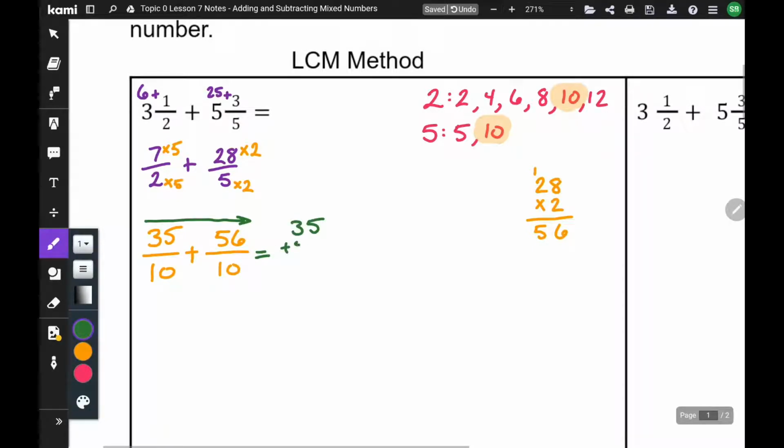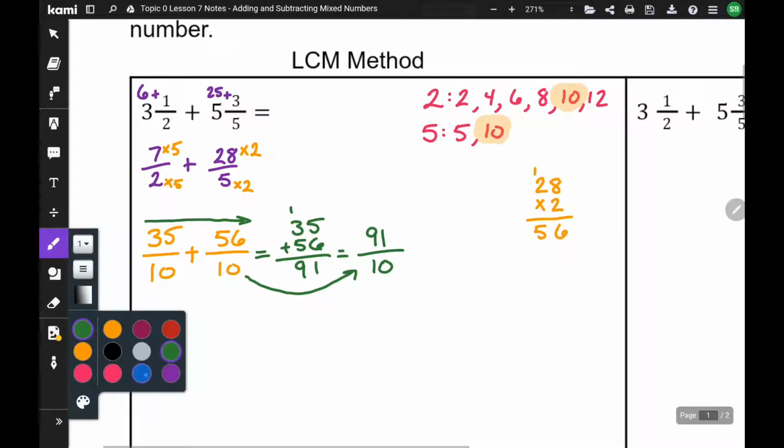35 plus 56. 5 plus 6 is 11. Carry my 1. 1 plus 3 is 4, plus 5 is 9, which means my new numerator is 91 over, and my denominator, we do not add these together. Remember, it just moves straight over into our answer. So our improper fraction that we have when we've added these two together is 91 over 10.